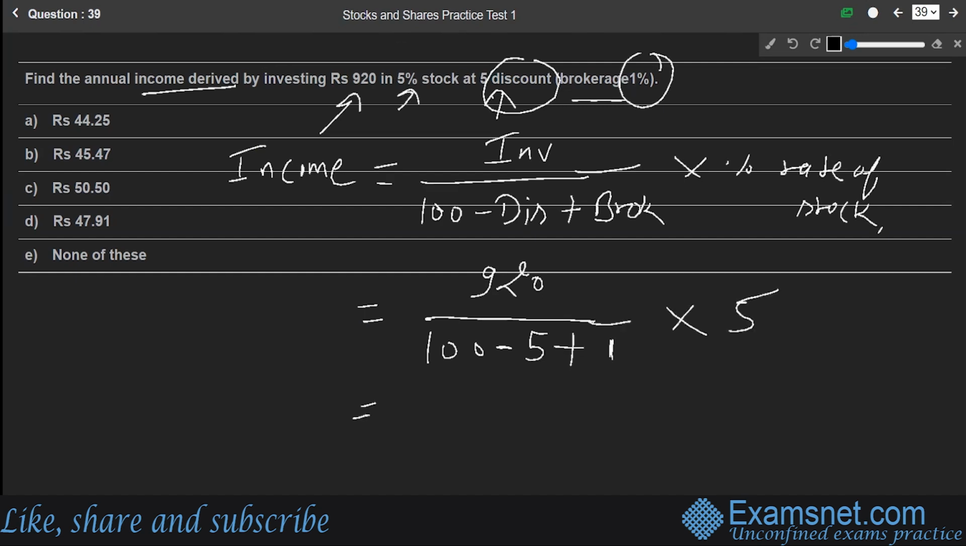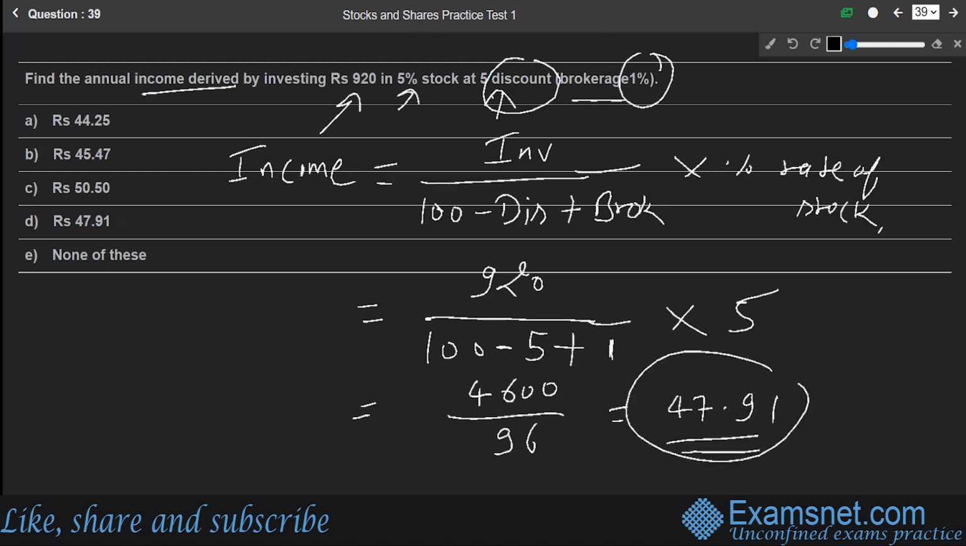So if we solve this further, this will come out to be 920 into 5 is 4600, divided by 100 minus 5 is 95, 95 plus 1 is 96, 4600 divided by 96. If we solve this precisely, the value is coming as 47.91 rupees. So that is the annual income received, 47.91. Let us see where it is available. It is available clearly in option number D. So it becomes the right answer from there.